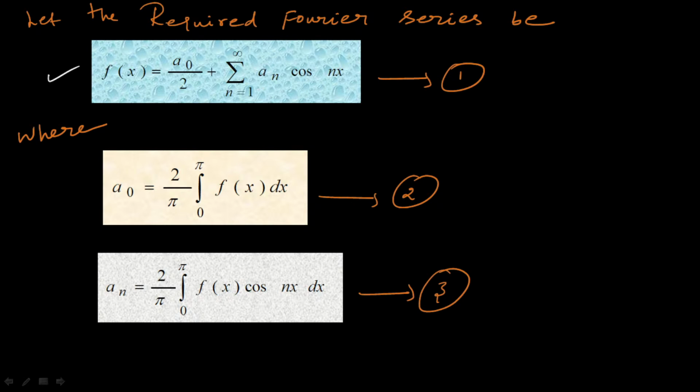So f of x is equal to a naught divided by 2 plus sigma n varies from 1 to infinity an cos nx. Here we make use of these two formulas for calculating the values of a naught and an. So a naught is calculated by making use of the formula a naught is equal to 2 by pi integral 0 to pi f of x dx, and an is calculated by making use of the formula 2 by pi integral 0 to pi f of x cos nx dx.